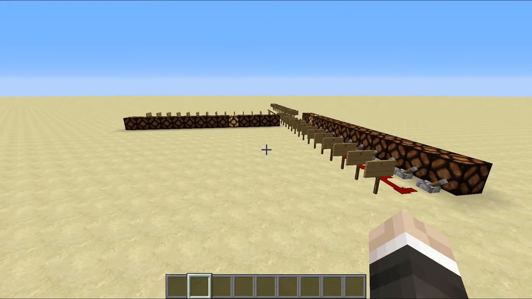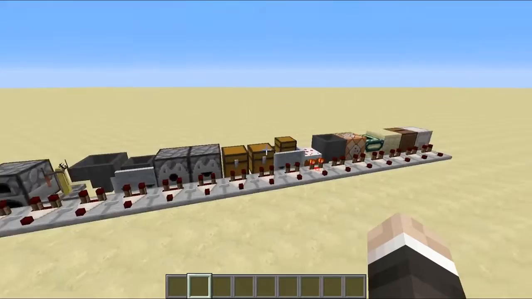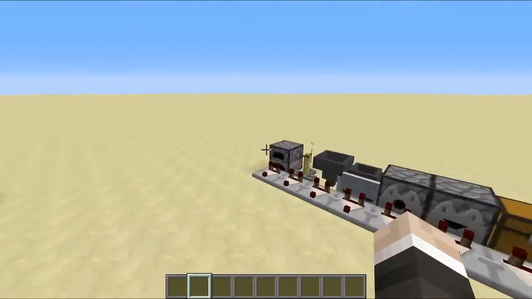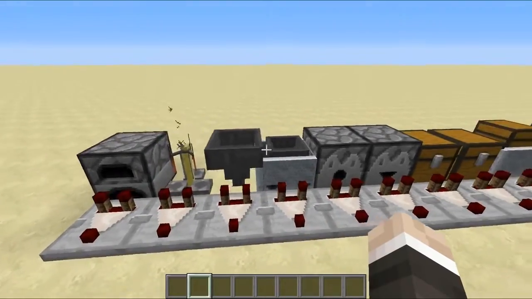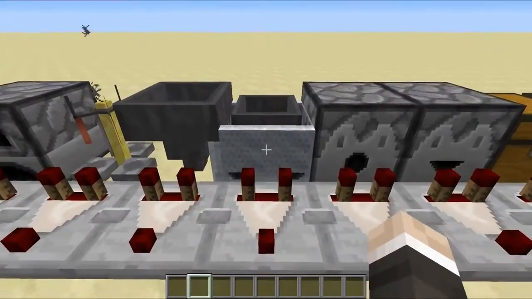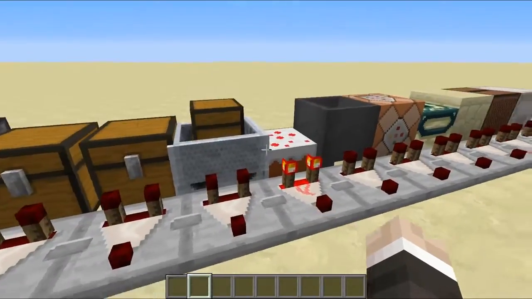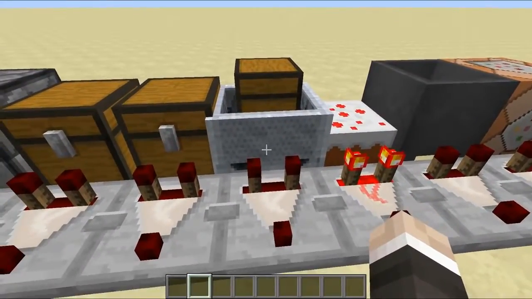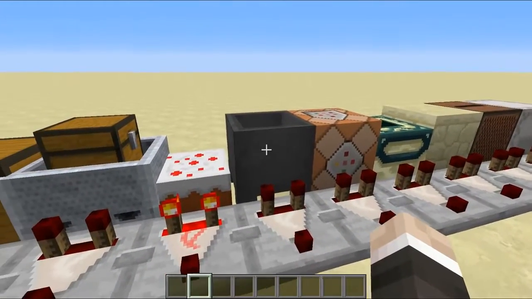But as I mentioned earlier on in the video, the comparator doesn't just compare and subtract things. It can also draw signal strengths from different items and containers. So behind me, we have got every single item that the comparator can draw a signal strength from. First off, we've got the furnace, then we've got the brewing stand, the hopper minecart on top of a detector rail, then we've got a dispenser, dropper, a chest, a trapped chest, the chest minecart on top of the detector rail once again.